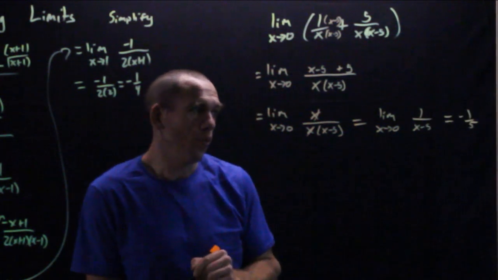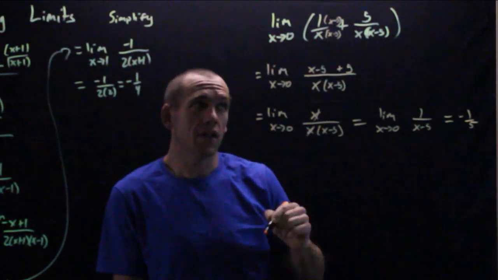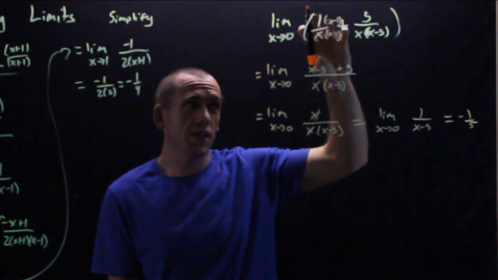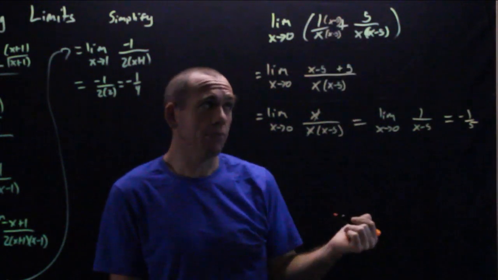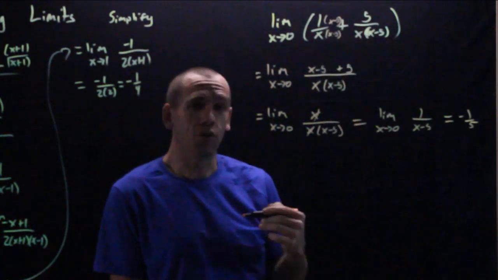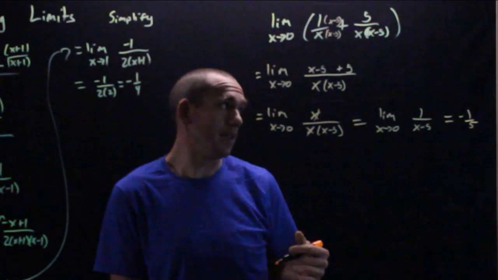And so this was an interesting one because initially with the limit laws we couldn't do anything, but then we just added it together by getting a common denominator, and then we were able to get a value for the limit. This limit does exist.